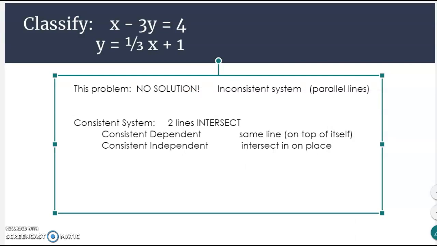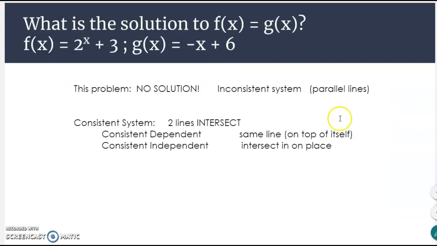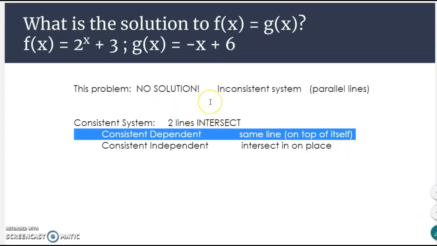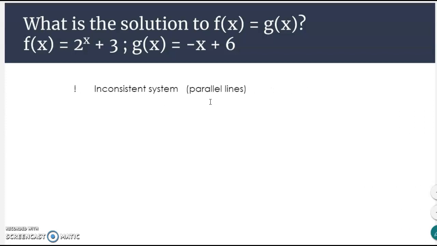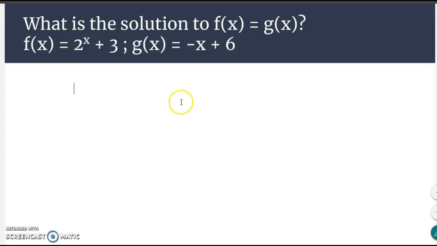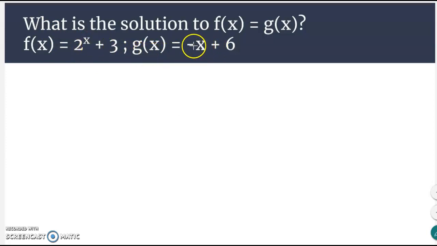Let's look at another example here. I'm going to talk about systems of equations a little bit differently. Let me get this deleted here. It says, what's the solution of f of x equal to g of x? Now, f of x and g of x are function notation. We actually have two different functions here. We actually have an exponential here, 2 to the x plus 3, and then we have a linear, negative x plus 6. And what is the solution? We want to see where those intersect. So we're going to graph those.